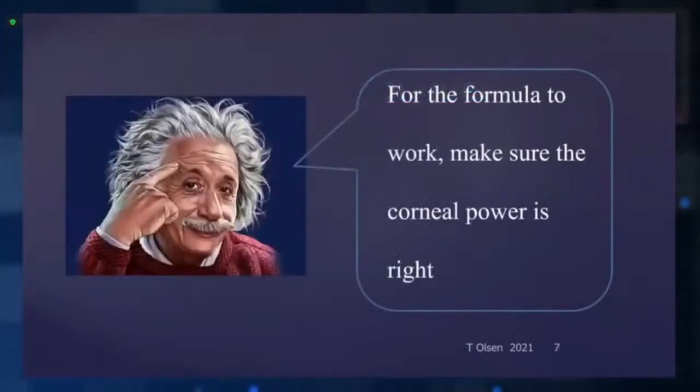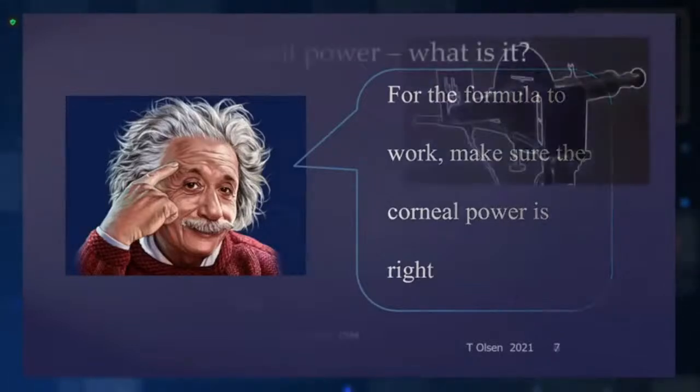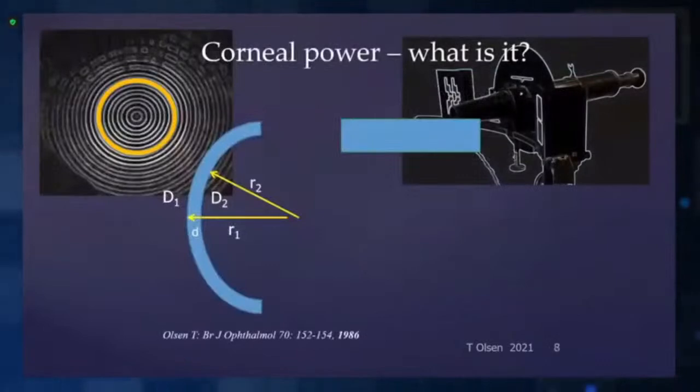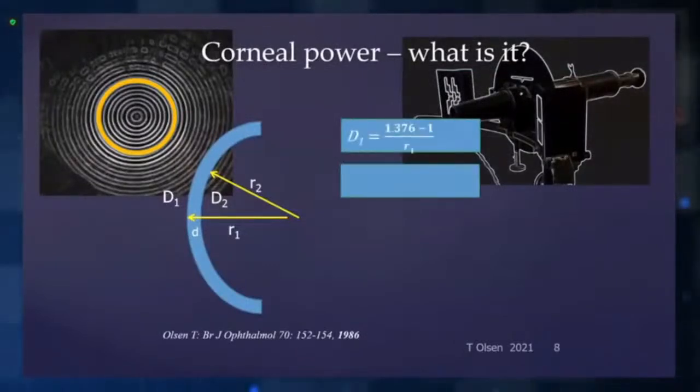So remember, for the formula to work, we should make sure that the corneal power is right. If we make an error in the corneal power, we need to make a correction at the end. So it's very important. It's a first step. So what do you mean by the corneal power?